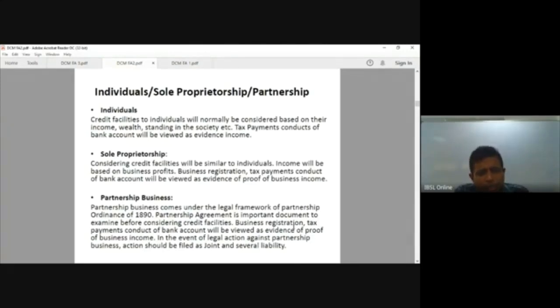Then under partnership, there is the Partnership Ordinance 1890, and as bankers, we should ask for a partnership agreement. If there is no partnership agreement, you can have a partnership without a partnership agreement according to this ordinance, but encourage all the people in the partnership, the partners, to have a partnership agreement before you lend to them, because it will resolve a lot of problems under partnership.